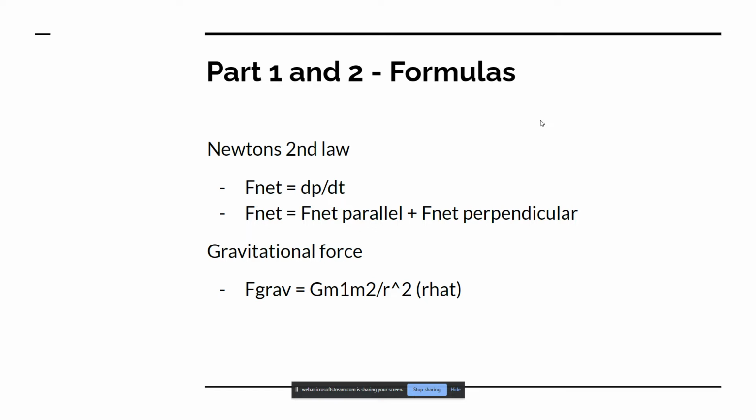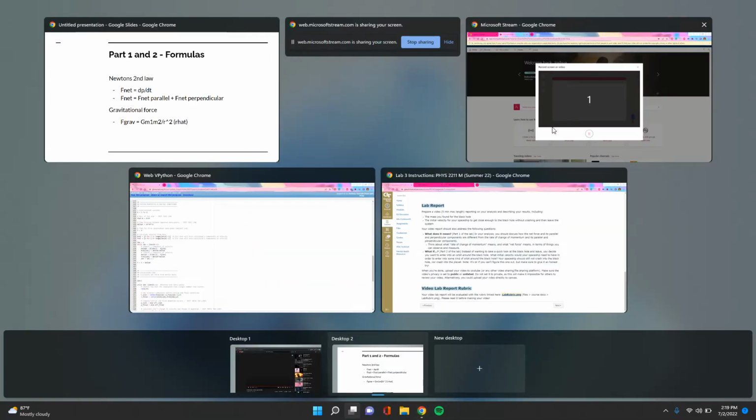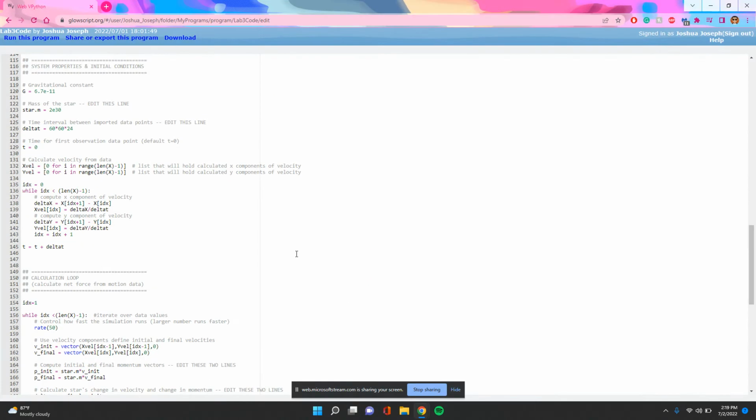Now, one thing to keep in mind is that we said F net is equal to dp over dt. Since we're assuming that gravity is really the only force applicable in the situation, we can replace F grav with dp over dt and then isolate for M2 to determine the mass of the black hole, which we're going to be using in the code form. When we quickly look at that, we can see right here the gravitational constant that we're using, the mass of the star, and also the number of seconds in a day.